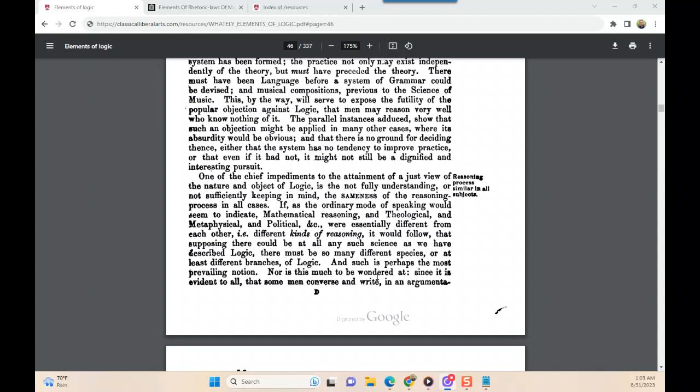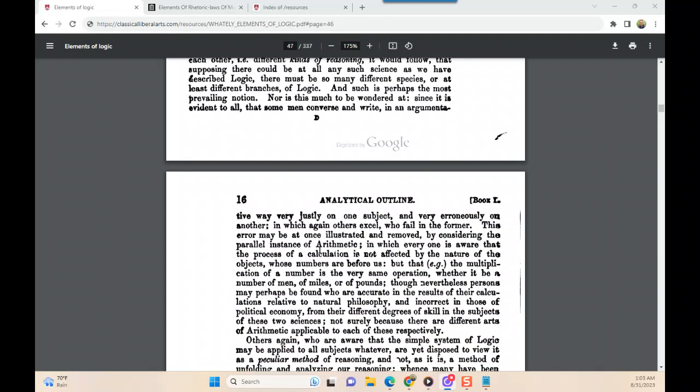Nor is this much to be wondered at, since it is evident to all that some men converse and write in an argumentative way very justly on one subject, but very erroneously on another subject. So when we look at many men, we see that they may be brilliant in one subject area and then say things that are foolish in another subject area. And our experience with people who are like that leads us to think that there must be different reasoning processes necessary because this person seems really good at work.